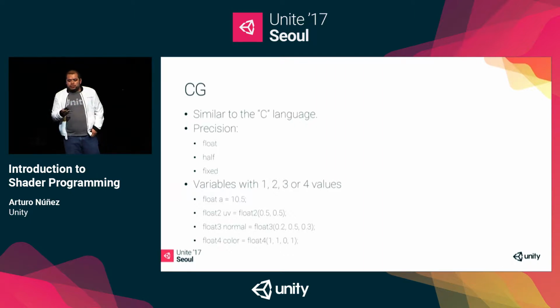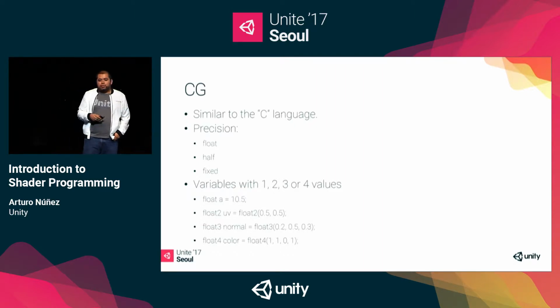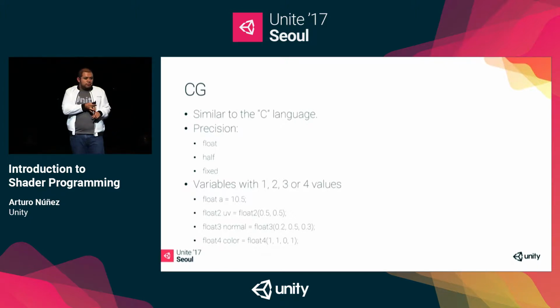When we program shaders, most of the time we will be dealing with these types of values, right? Why? Because we're going to be dealing with positions of vertices, positions of pixels, colors, alpha values, etc. So most of the time you will be dealing with variables with 1, 2, 3, even 4 values, right? These things called vectors.